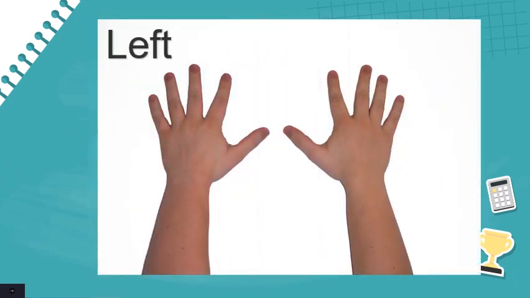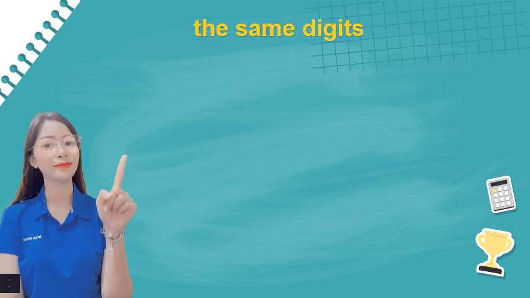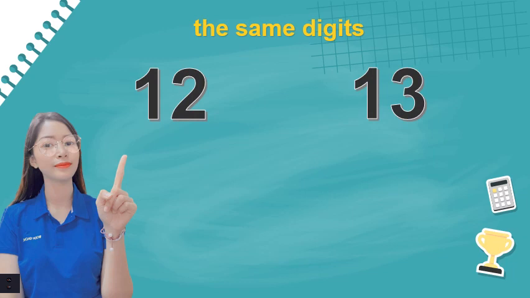This is our two hands. This one is our left hand. In comparing, we are going to compare using the left digit first. For example, we have here number 12 and number 13. Look at the two numbers. They both have the same number of digits. They have two digits, ones and tens place.